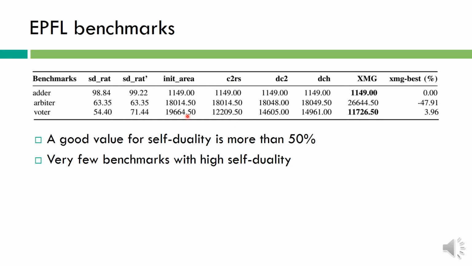The exception is arbiter, which has 63% self-duality, but it does not change before and after optimization, and here the XMG does not work well. We will discuss the reasons for this in the later slides. So EPFL benchmarks are not very adequate or representative of our hypothesis.